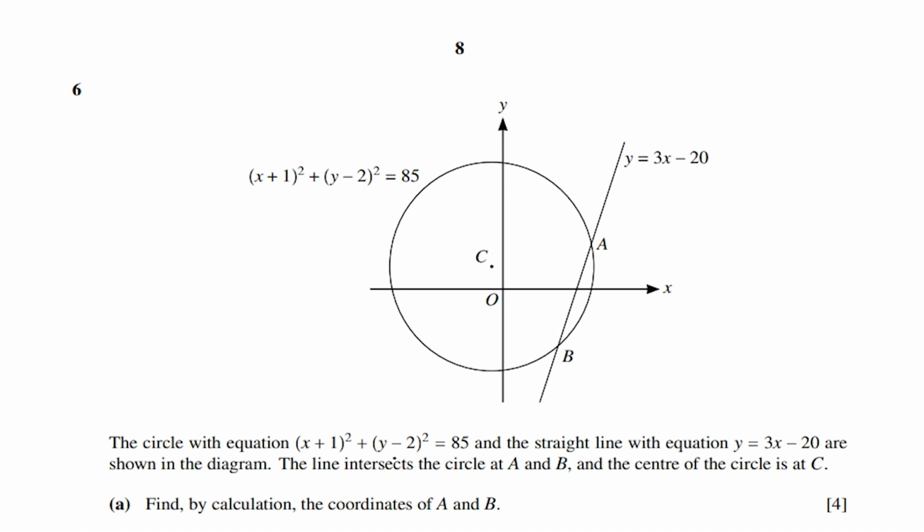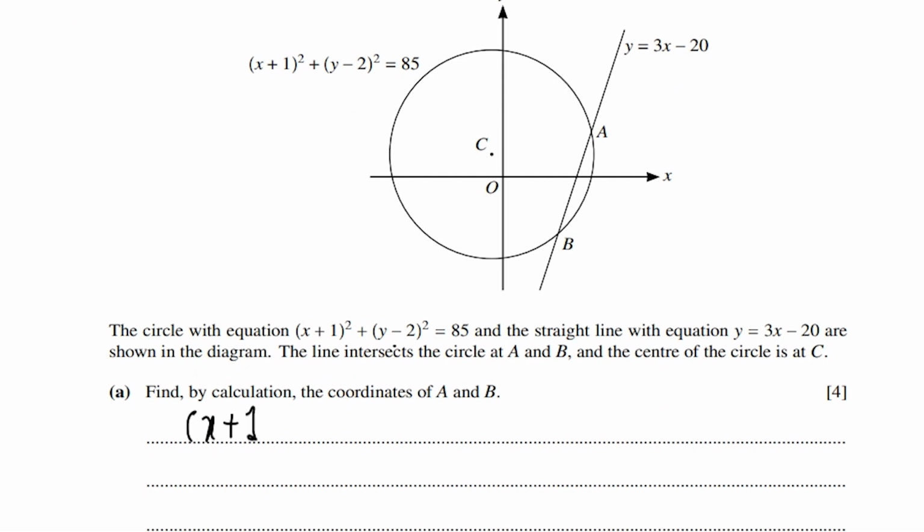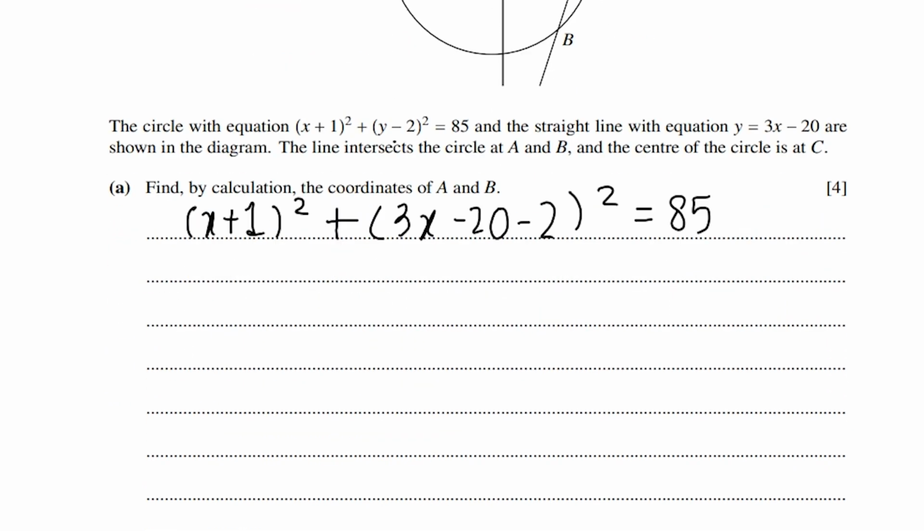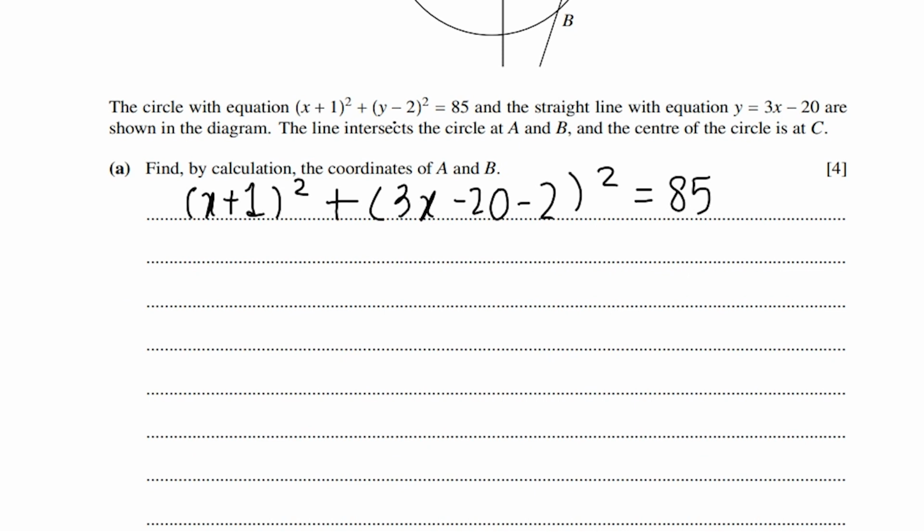Now we have to simply substitute this equation y is equal to 3x minus 20. We have to replace y with 3x minus 20, and we have to solve this equation and we'll get the answer. Okay, so x plus 1 whole square plus y minus 2 whole square. So y is equal to 3x minus 20, y minus 2 whole square, and this thing is equal to 85. Now we have to simplify this equation. So x plus 1 whole square is x square plus 2x plus 1, and 3x minus 20 minus 2 is 3x minus 22 whole square, and this is equal to 85.